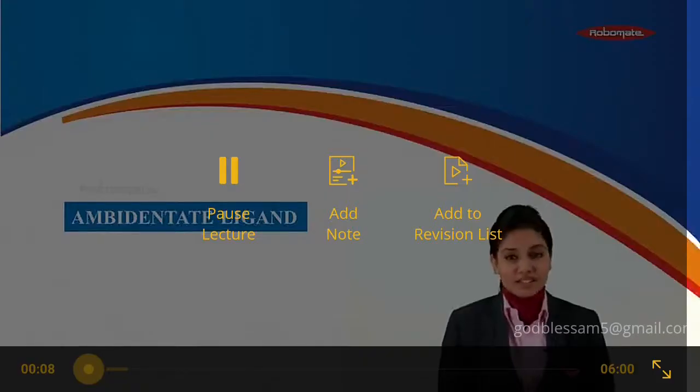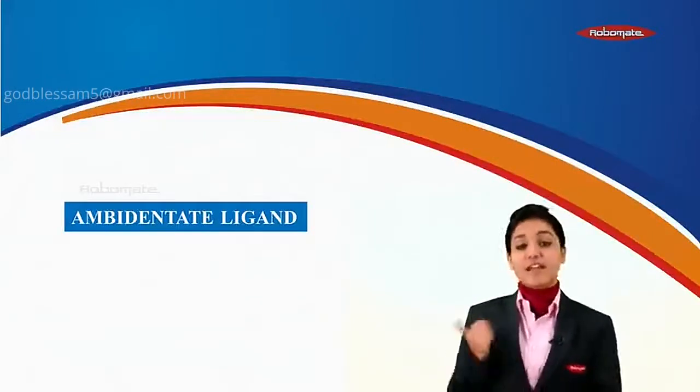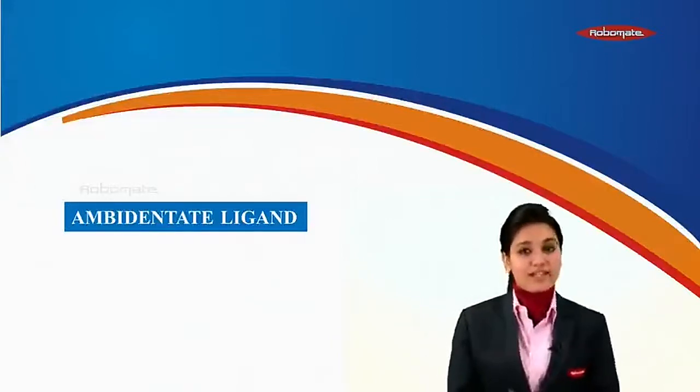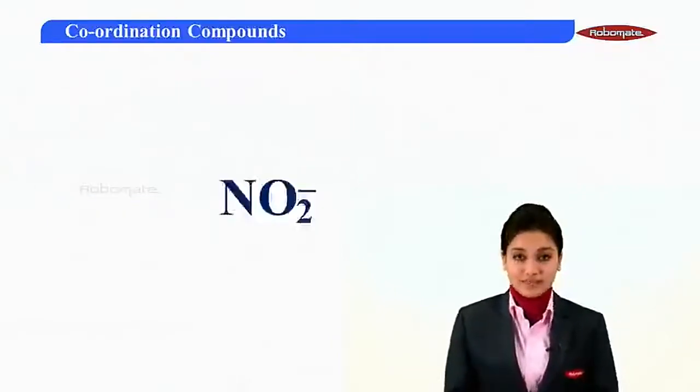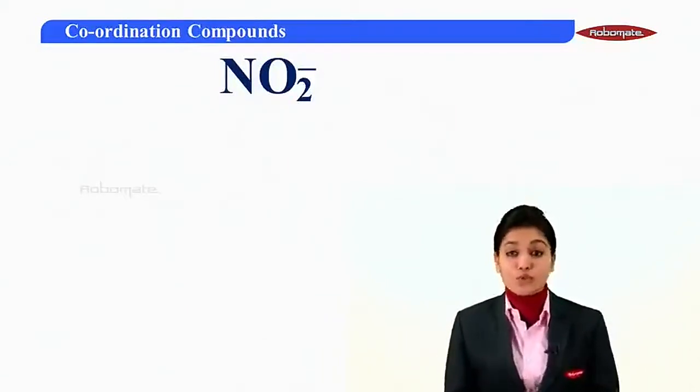Let us continue our discussion with the ligands. But now this time we have a different category of ligands which are called ambidentate ligands. Let us understand what exactly is meant by ambidentate ligands. To understand this, here I have a ligand which is NO2 minus.